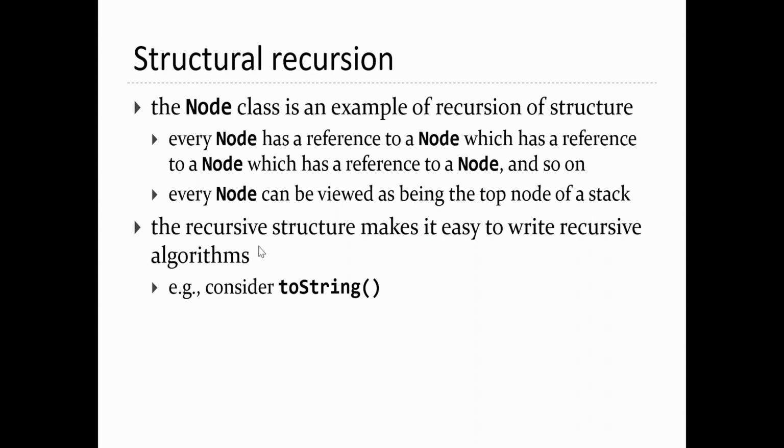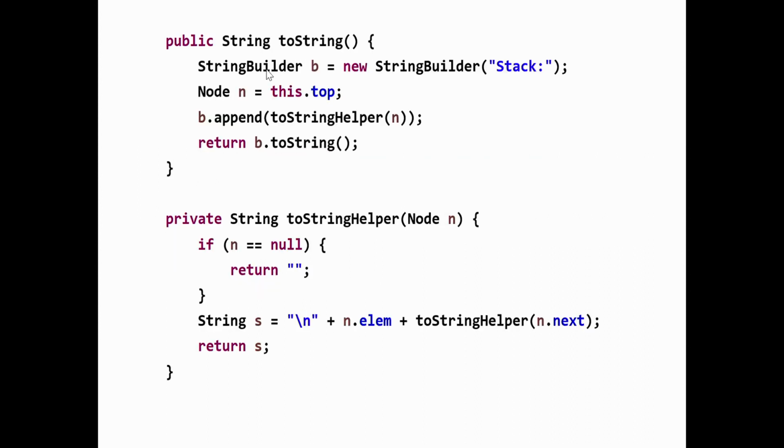Now if you stop and think about that for a minute, then you'll quickly realize that the fact that each node is recursive in structure means that you can easily write a recursive algorithm. And so I can write toString recursively instead of iteratively. So ignore that for now. Here's my recursive method. It's called toStringHelper.